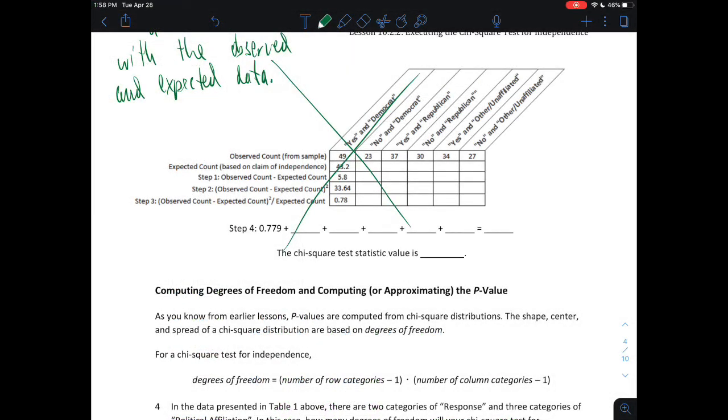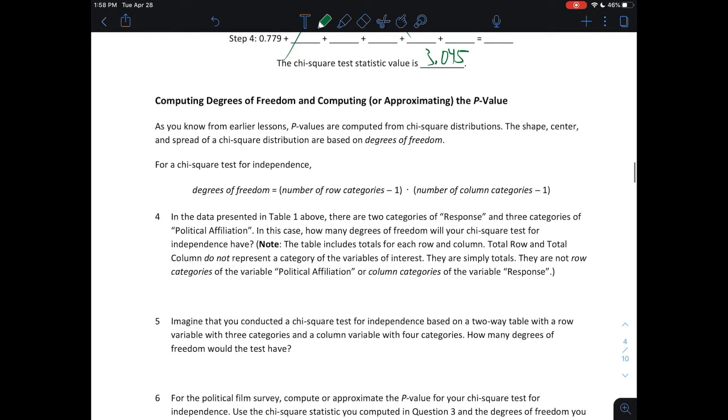Okay, so we got our chi-square value. I'm just going to write it here where it says the chi-square test statistic value. From our calculator we got 3.045. So now let's just answer some questions below where we're going to summarize exactly what we saw from the calculator. So first, as we've seen in typical hypothesis tests, we need a conversation about degrees of freedom. So computing degrees of freedom and computing or approximating the p-value, we already have this from our calculator, but let's just go over these questions.